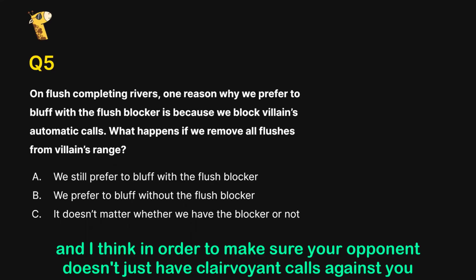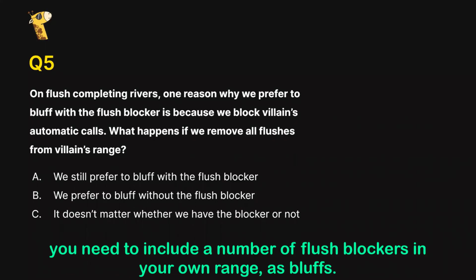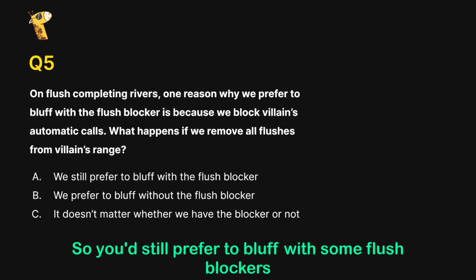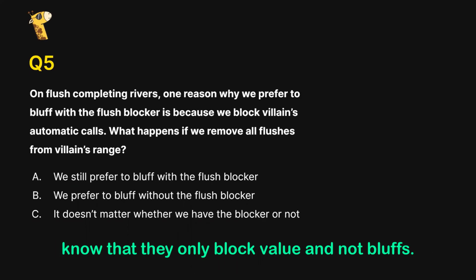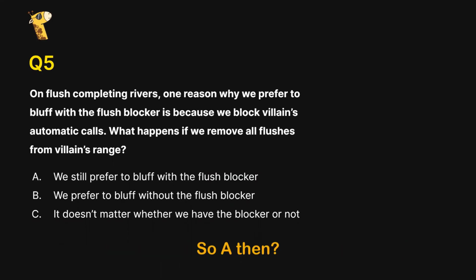And in order to make sure that your opponent doesn't just have clairvoyant calls against you, you need to include a number of flush blockers in your own range as bluffs. So you would still prefer to bluff with some flush blockers. Otherwise, the one spade hands in your opponent's range know that they only block value and not bluffs. So Aiden?